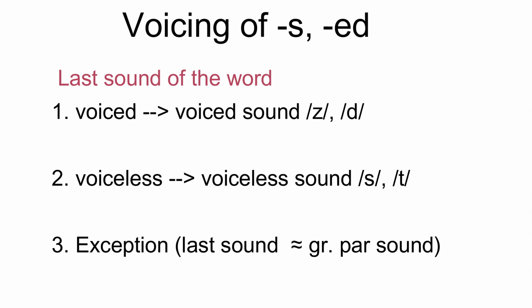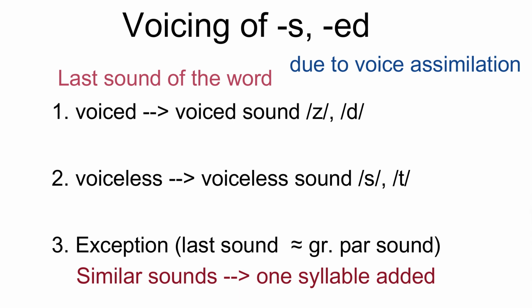When the last sound is voiced, the grammar particle is also voiced. And when the last sound is voiceless, the grammar particle is also voiceless. That is, the voice of grammar particles follows the basic principle of the assimilation of voice. Consonants in a cluster should be either all voiced or all voiceless. An exception to this rule is that, when the last sound is similar to the grammar particle sound, one syllable is added to the word.